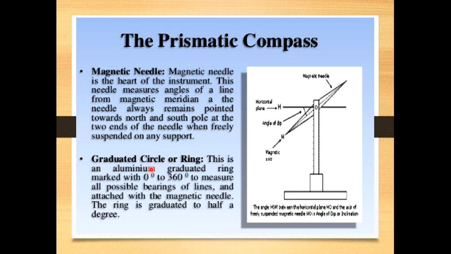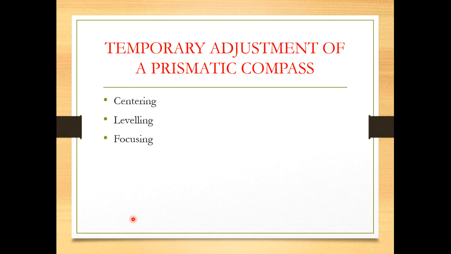The next part is the graduated circle or ring. This is an aluminum graduated ring marked with 0° to 360° to measure all possible bearings of lines and attached with the magnetic needle. The ring is graduated to half a degree. The next point is the temporary adjustment of a prismatic compass.